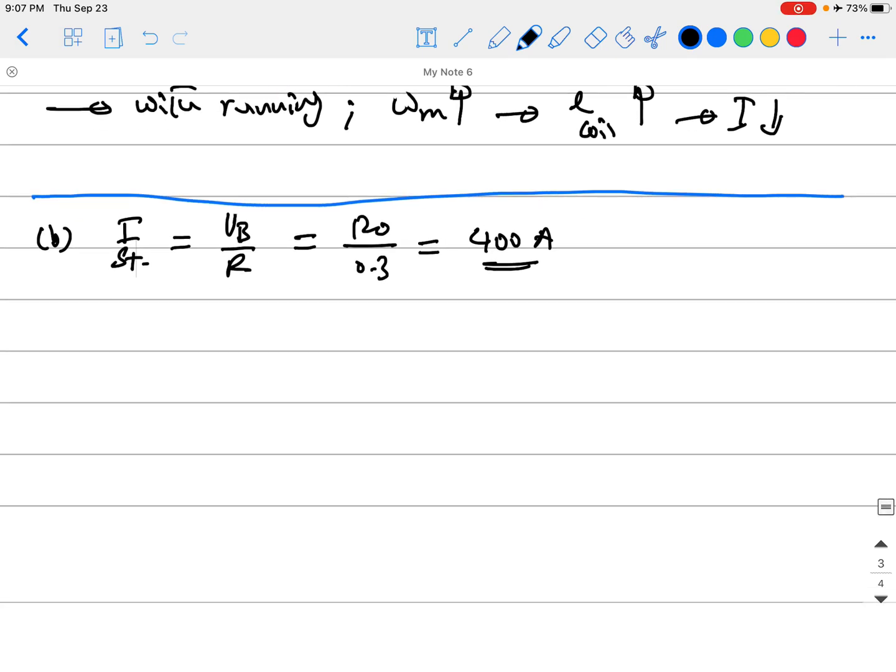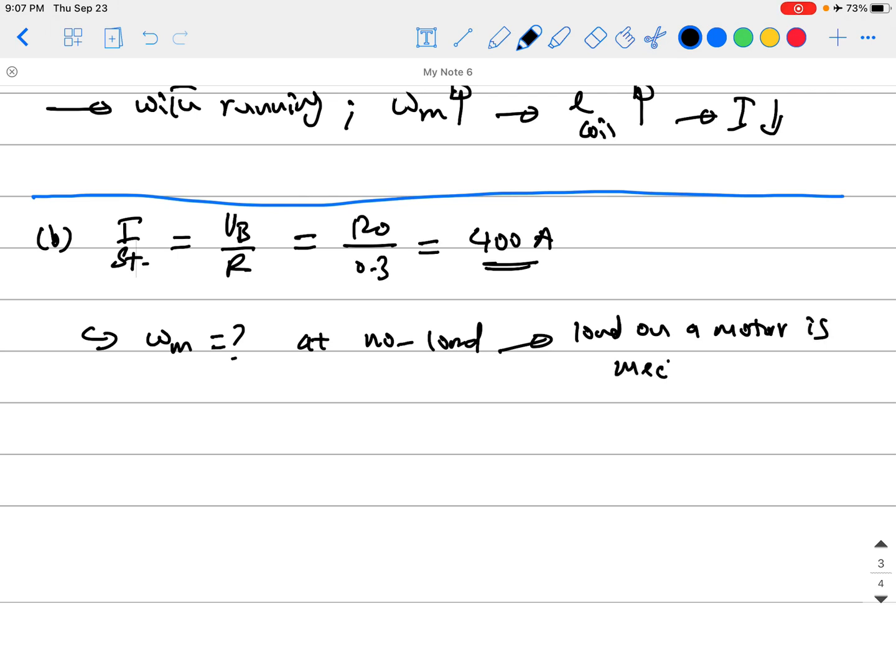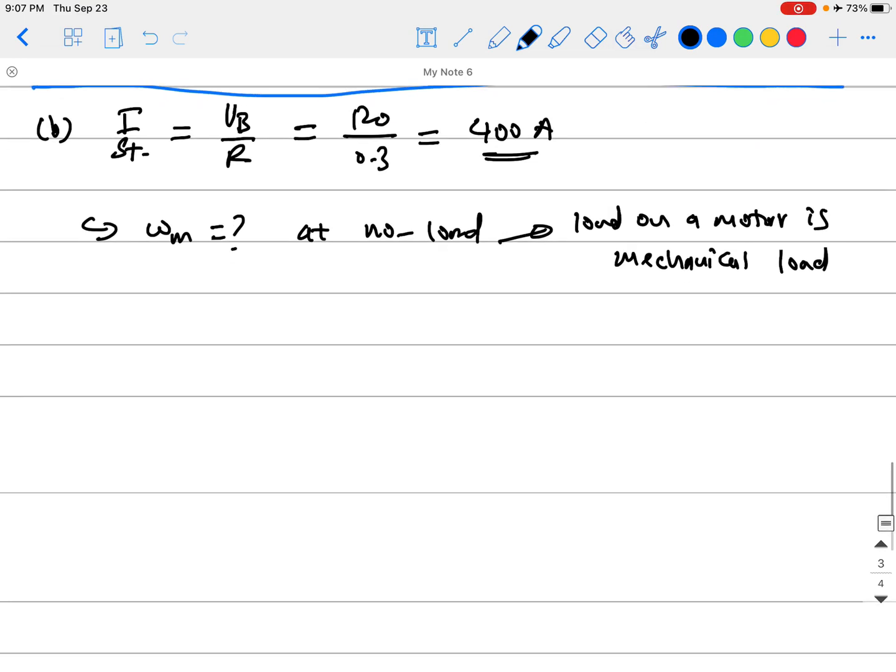The other thing is asking you to find omega m, okay, at no load. So we are talking now about a motor. The load on a motor is a mechanical load. Obviously, you're talking about a motor, so the motor will have a load which is mechanical, attached to its shaft. While if we're talking about a generator, its load will be an electrical load, a resistance, inductance, whatever it is. Okay, guys?